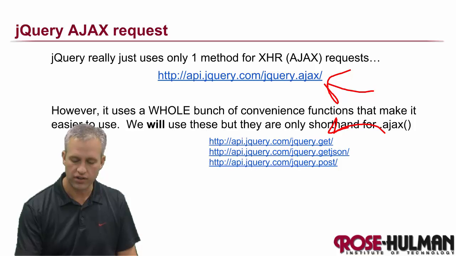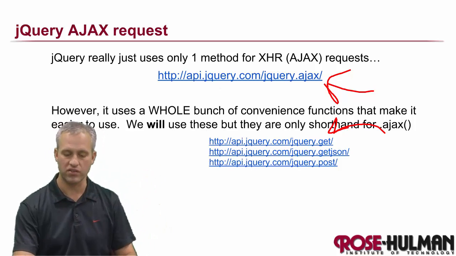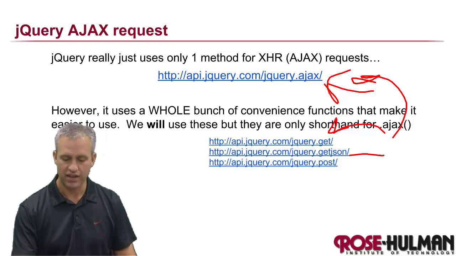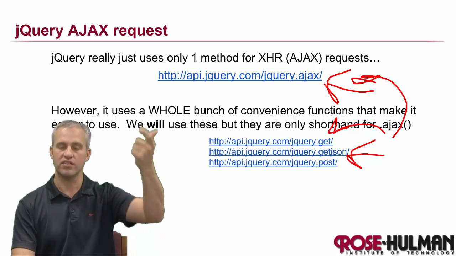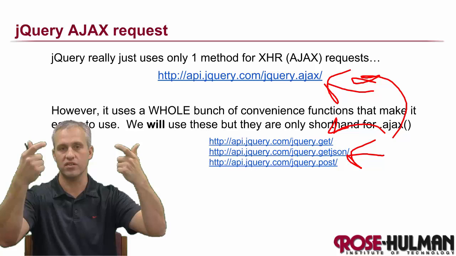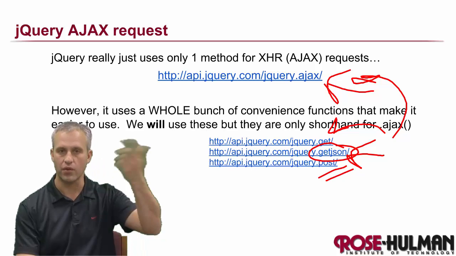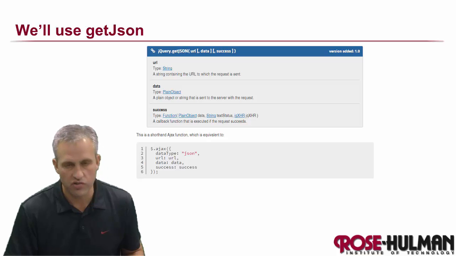You can use their GET function, so .get, and make a call, and that just basically auto-populates some parameters for you. You can use GetJSON. That's the one that we're going to use here. It says that it's a GET, and it auto-populates it to know that you're going to be receiving JSON back. So we're going to use that one. And then there's also one for POST, but we'll use that whenever we get to doing the POST, right? So we're going to use GetJSON.